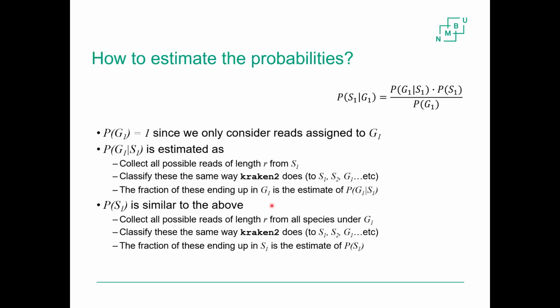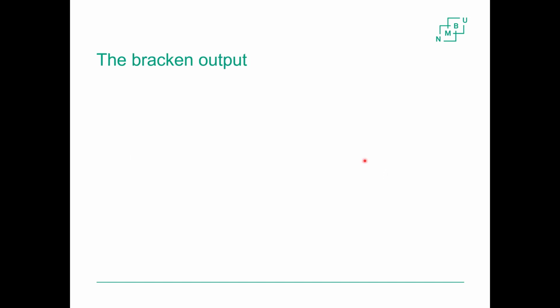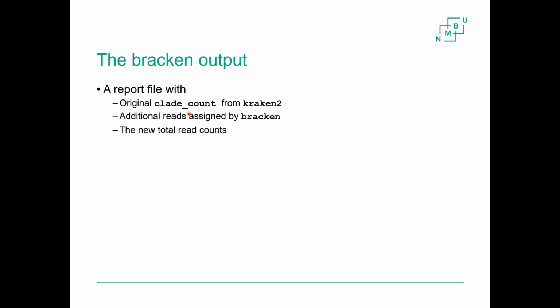So, and then of course, once we have these three probabilities here, we can compute using the Bayes Theorem up here. So now we have a number for all the three here, and then we get a number for this one. And then we can do the same for all the species, right? And this is done by Bracken when you build the Bracken database, actually. Most of this job.